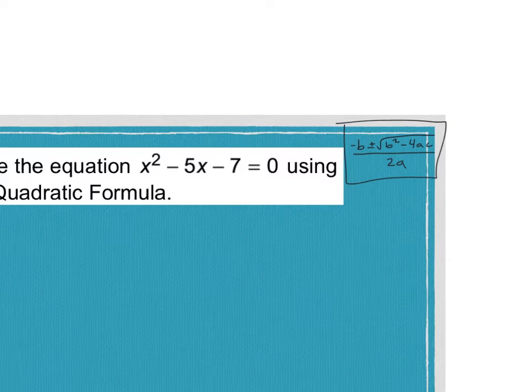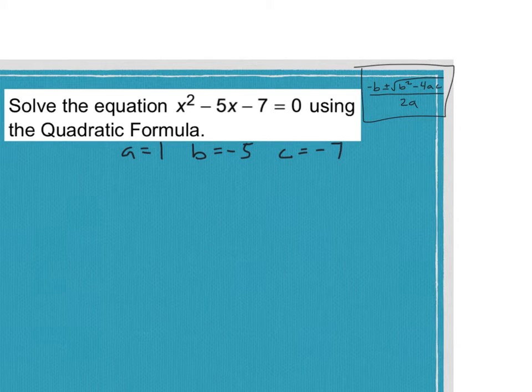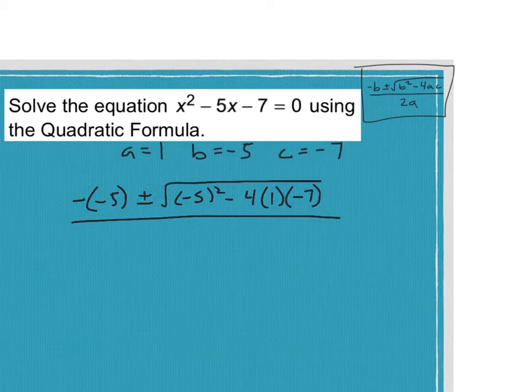In this equation, what's our a? 1. What's our b? -5. And what's our c? So now we're just going to take this and plug it into our quadratic formula. So we have negative times a -5 plus or minus the square root of -5 squared minus 4 times a times c, which is 4 times 1 times -7, over 2 times a, which is 1.